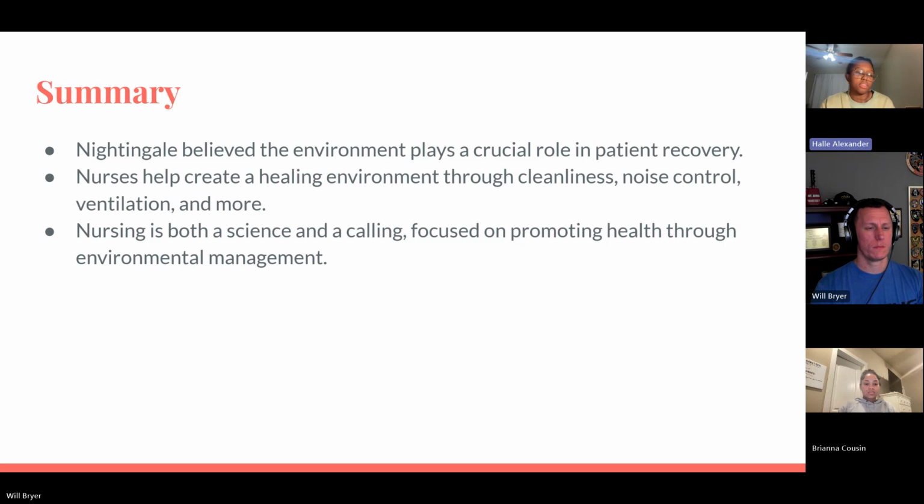Nightingale believed that environment plays an important role in recovery. Nurses help create a healing environment through cleanliness, noise control, ventilation, and more. Environment can be both external and internal for patients, which helps promote health. Nursing is both a science and a calling, focusing on promoting health through environmental management.